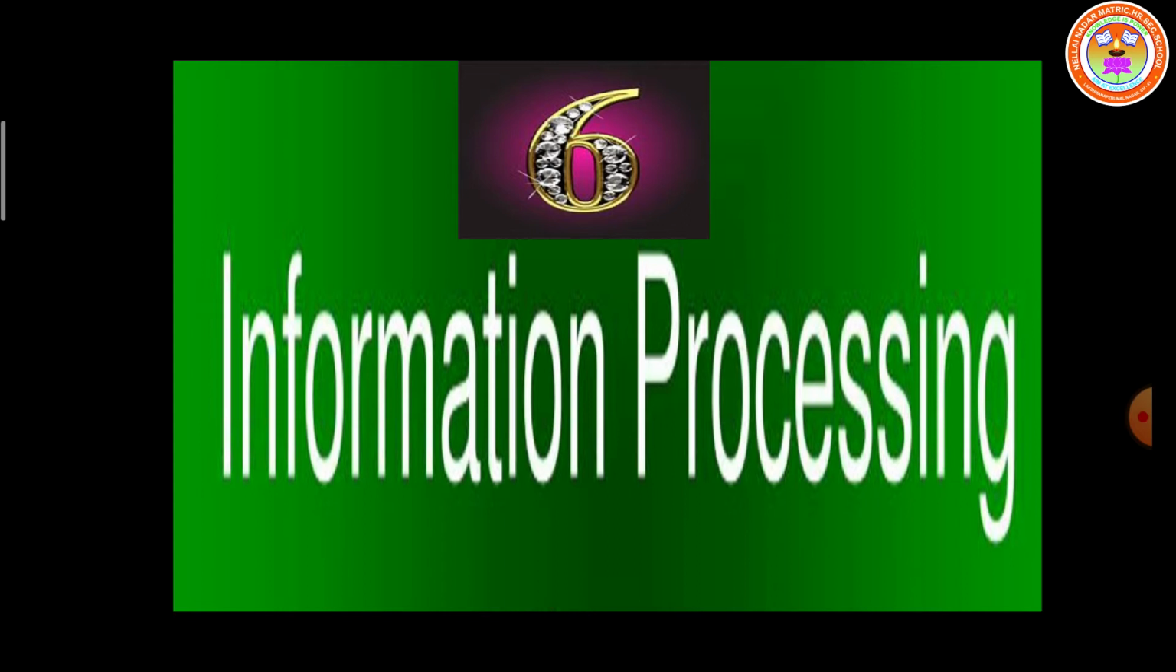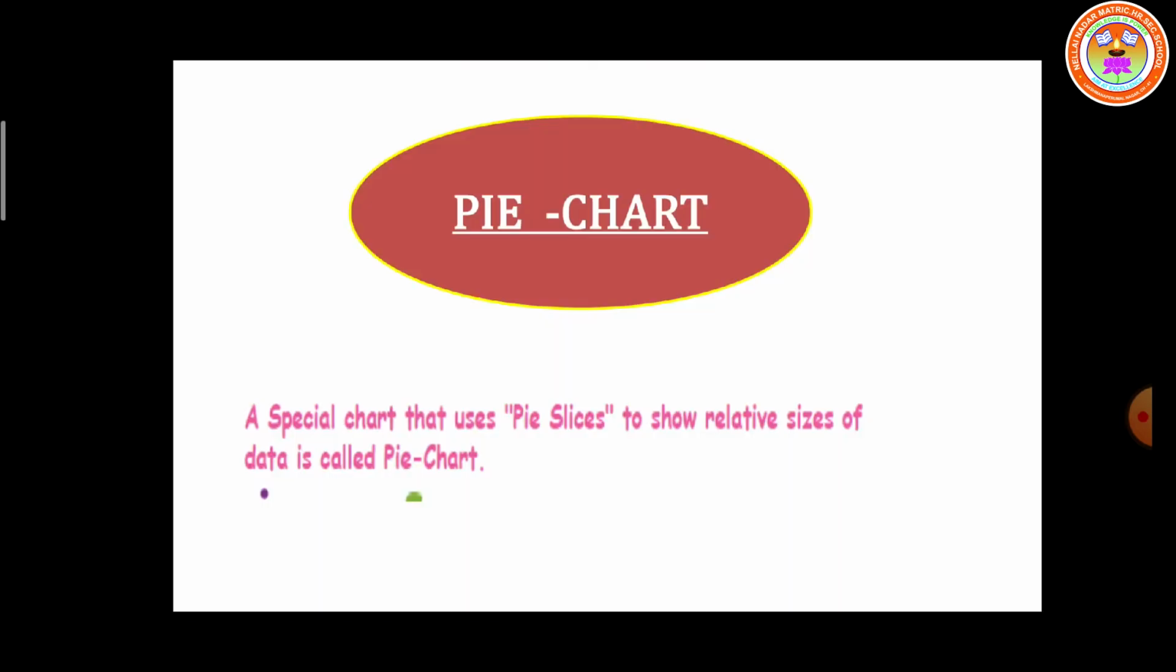Chapter 6, Information Processing, continuation. Pie chart. Students, this is another form of representation of information. In the last session we saw the bar graph, that is, the bar chart. In this session we are going to see how to draw the pie chart.